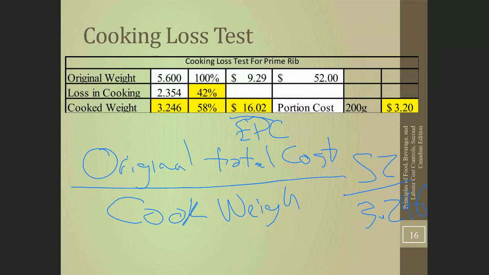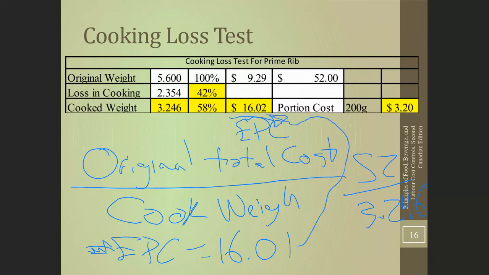So take $52 and divide it by 3.246. What do you get? Exactly, Matthew. We get 16.01, which is right here. That is our EPC. That is our edible cost per kilogram.